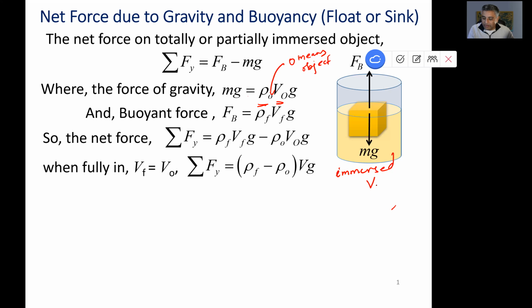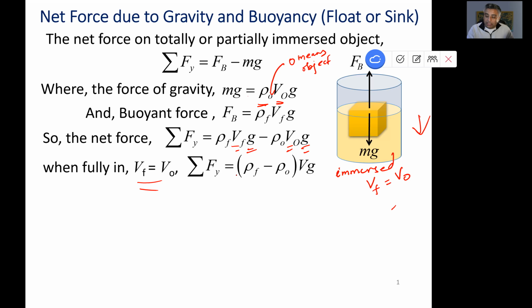So when it is sunk, or when it is immersed, what happens? Volume of fluid displaced is equal to volume of object. G is the same always. So these two are also the same. Remember, when is that the case? When the object is immersed. So now what do we see? When the object is immersed, that means net force must be down, isn't it?